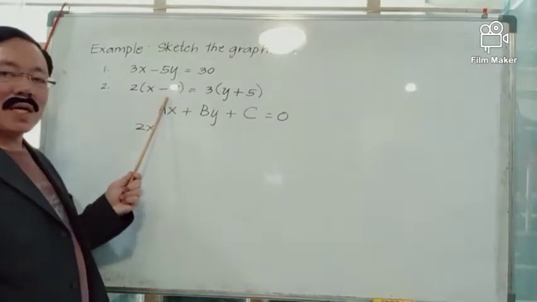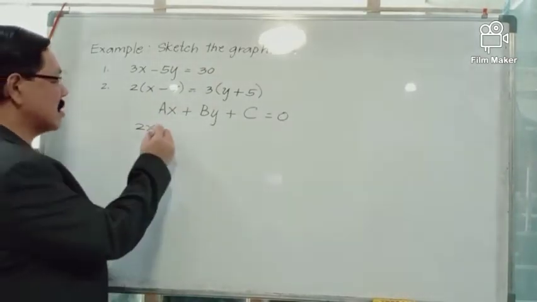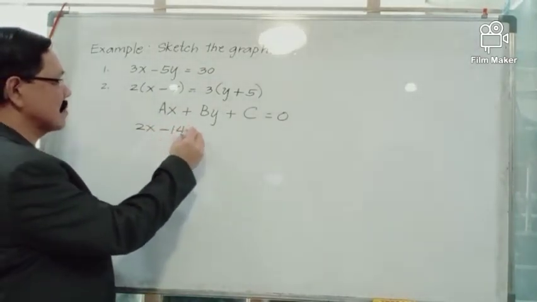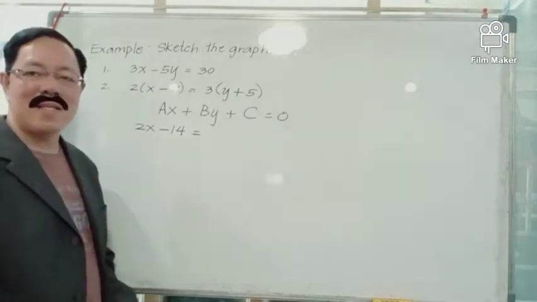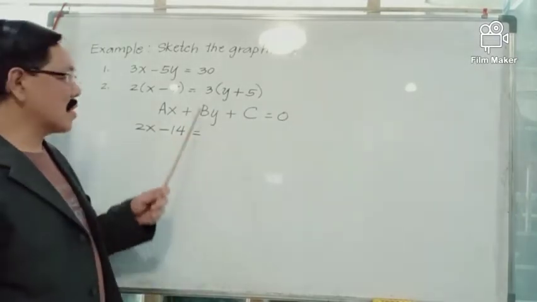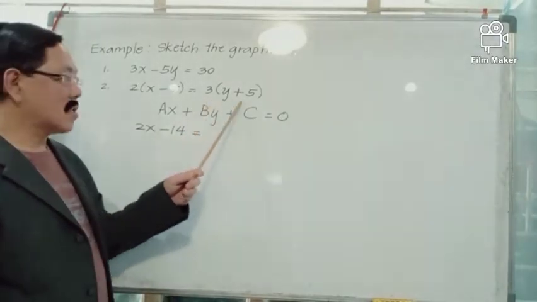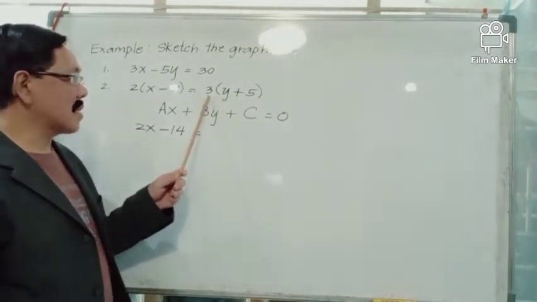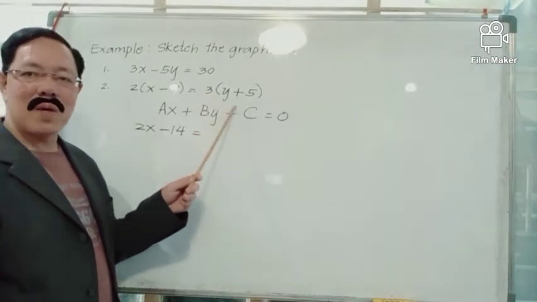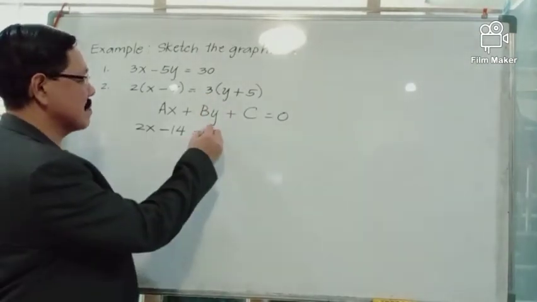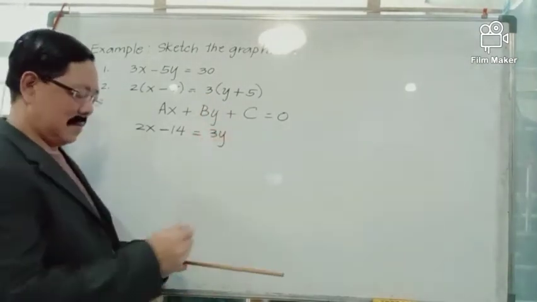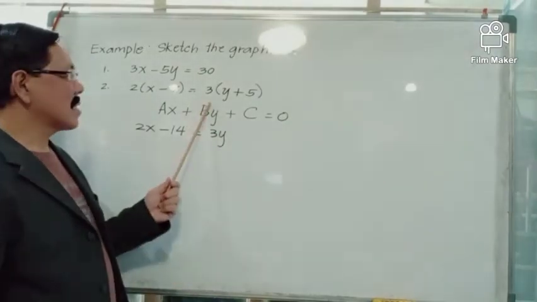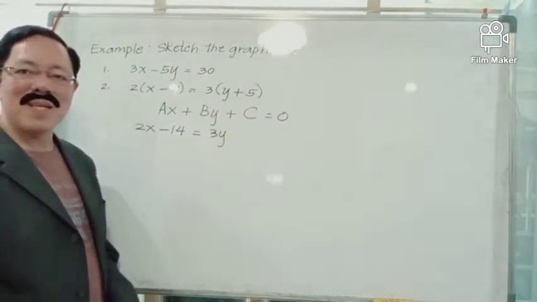2 multiplied by negative 7 is negative 14. We also apply the distributive property of multiplication over addition at the right hand side. We multiply y and 5 by positive 3. We have 3 multiplied by y is 3y. 3 multiplied by 5 is 15.